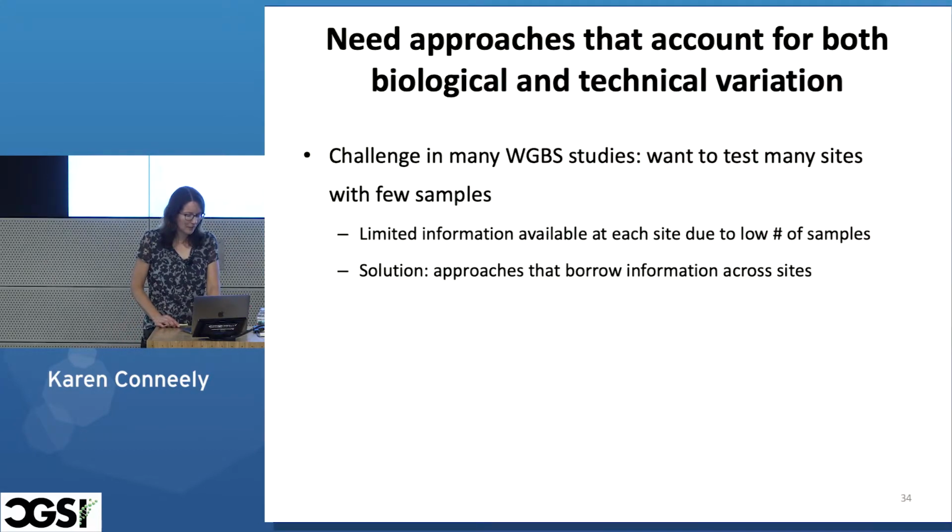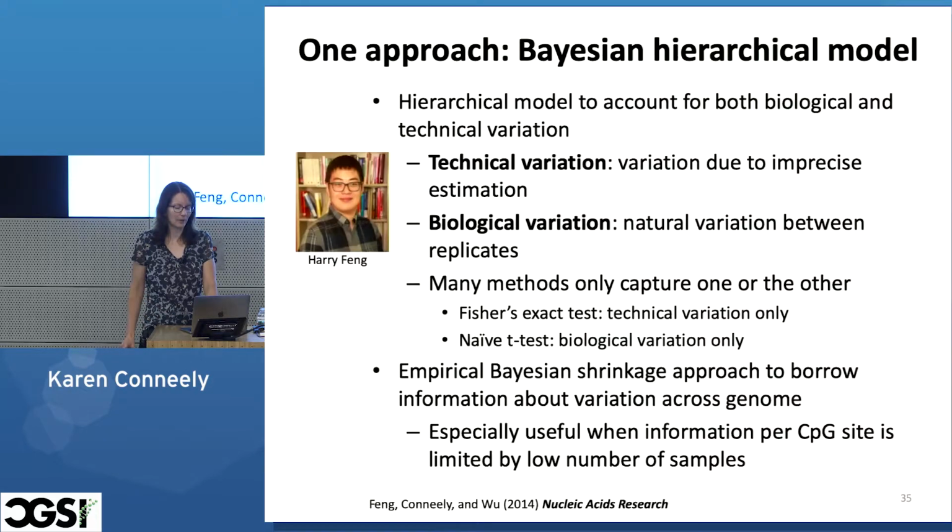And so the challenges here were the limited information available at each site due to both the low number of samples and the low number of reads. The approach I talk about next is going to address this problem by borrowing information across sites, and is also going to account for both the biological and the technical variation.